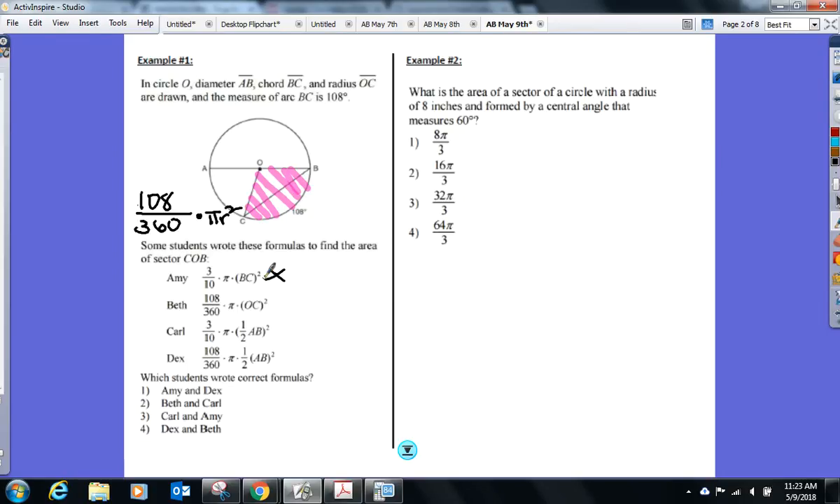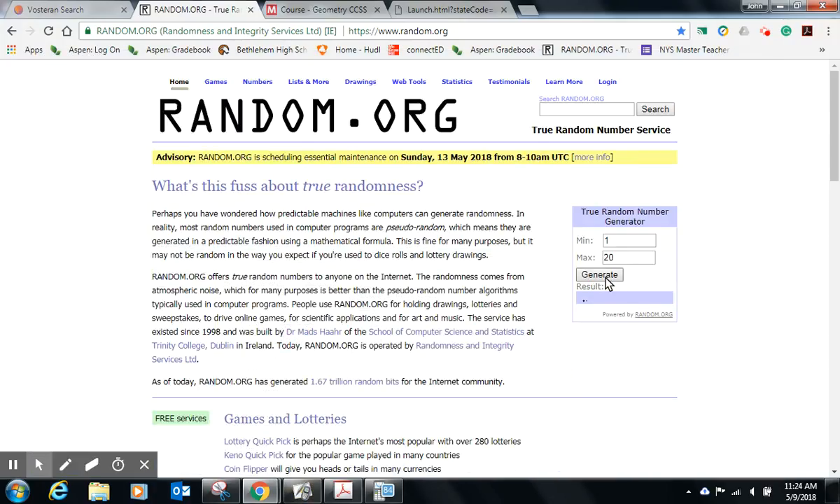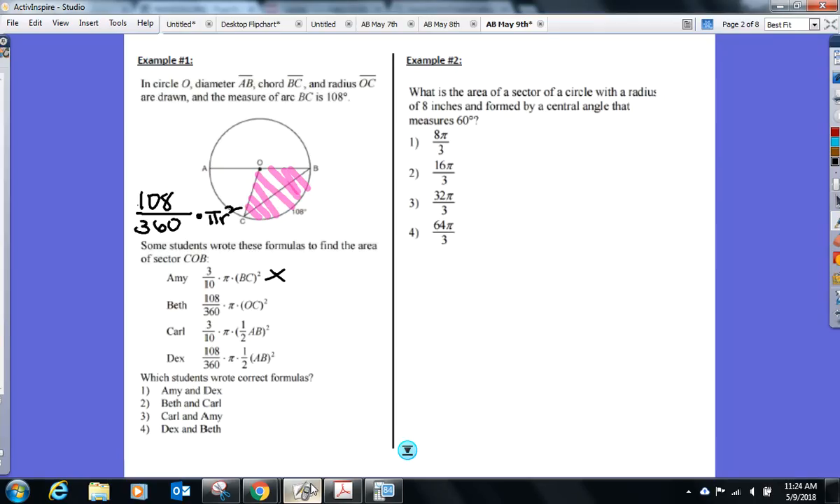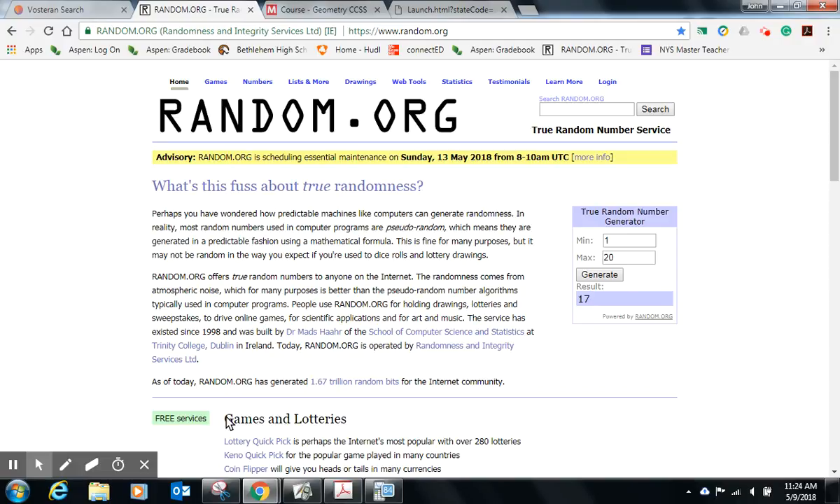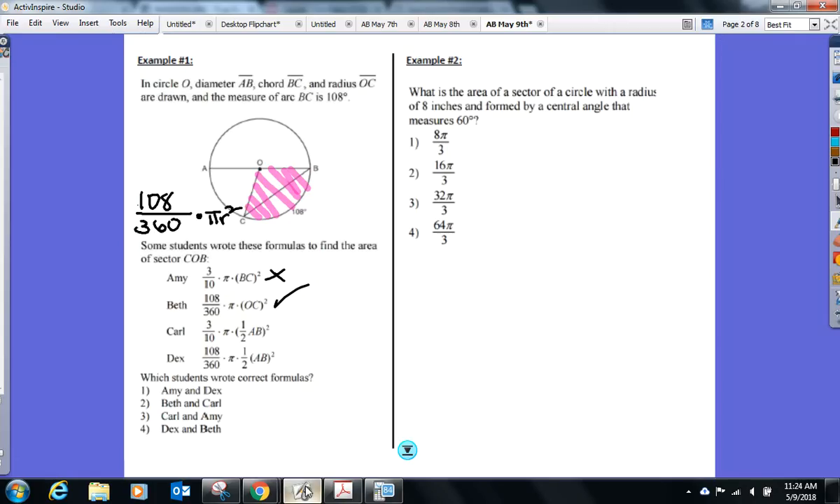What about Beth? What are we looking at for Beth? Go ahead, Max. Is Beth right? Yes, because now, what's OC? That's a radius. 108 divided by 360 times pi r squared. Got it. Good job, Beth. What about Carl? Carl, right or wrong? Why?